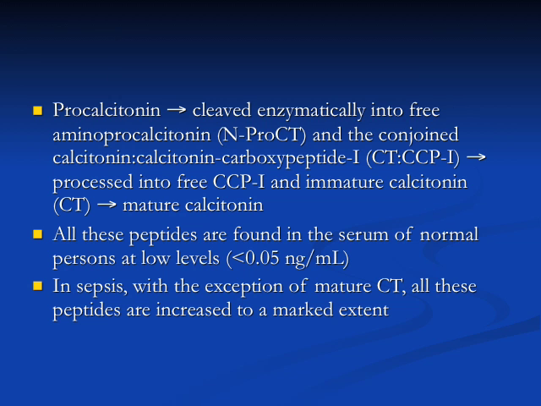So a little of the hormone itself: procalcitonin is cleaved enzymatically into free amino procalcitonin and the conjoined calcitonin, calcitonin carboxypeptide 1, which is then processed into free CCP1, an immature calcitonin, which ultimately matures into a mature calcitonin. All these peptides are found in the serum of normal persons at extremely low levels of less than 0.05 nanograms per milliliter. But again, in the setting of sepsis, with the exception of mature calcitonin, all the previous precursor peptides are increased to a marked extent.